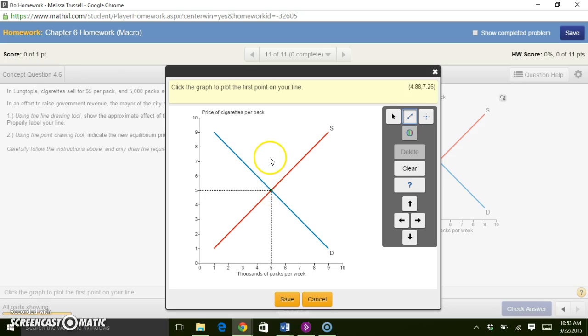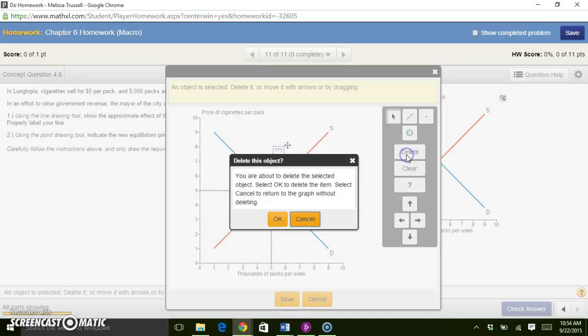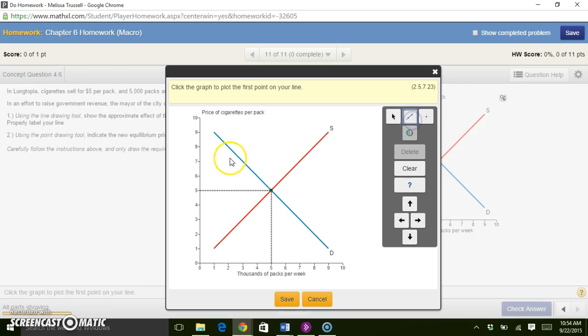So I'll put the first dot of our new supply line at 7. Oops, that's not the right place. I want to delete that. Okay. Not in the right place, sorry. So you can see the coordinates up here in the right hand corner to help you get the right coordinates. So I want to go to 5 on the x-axis and 7 on the y-axis. So I'm going to go up to where we hit that point. Five and 7. And yeah, it's a little tricky to get it exactly in the right spot.